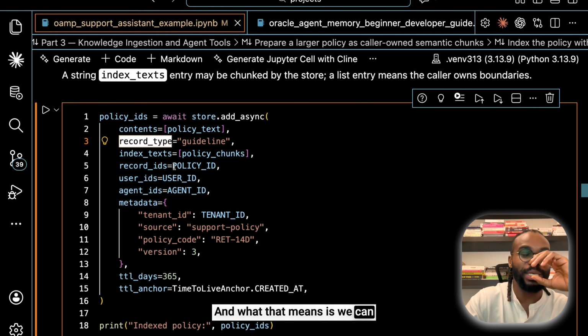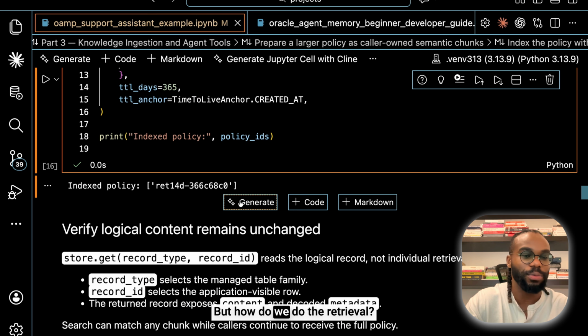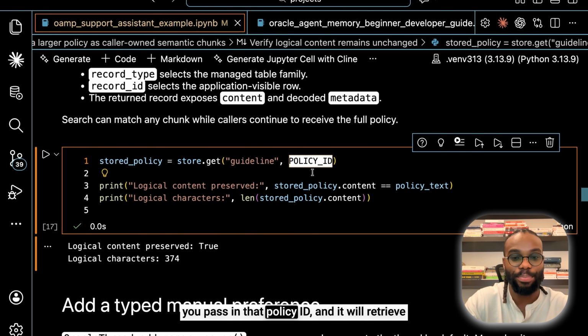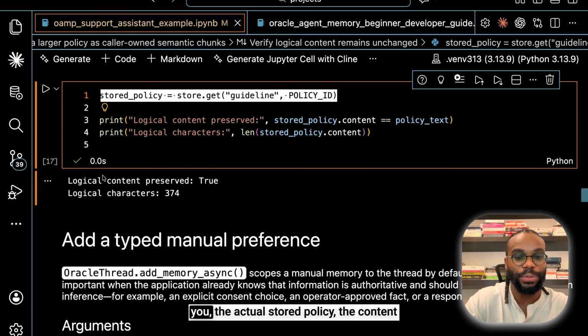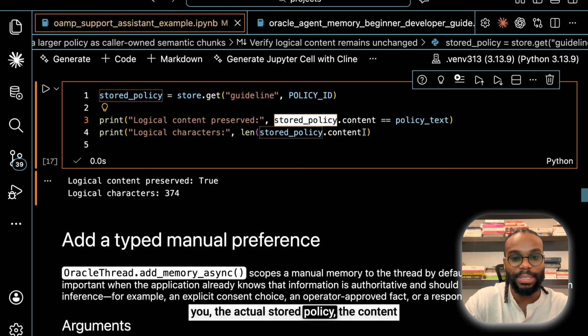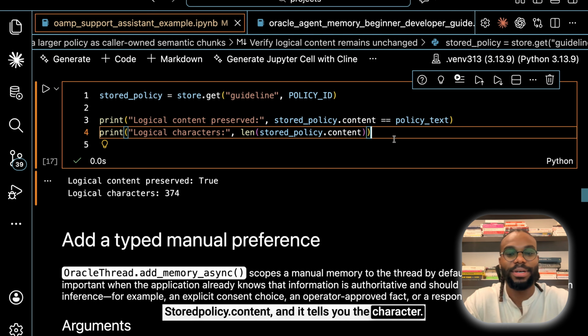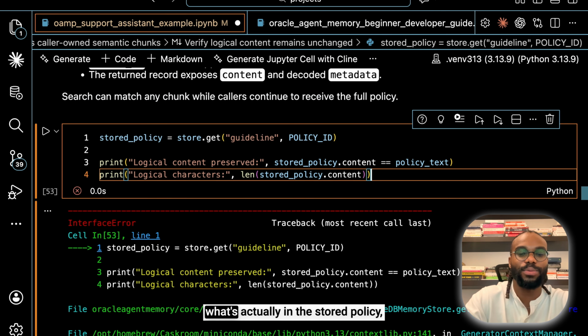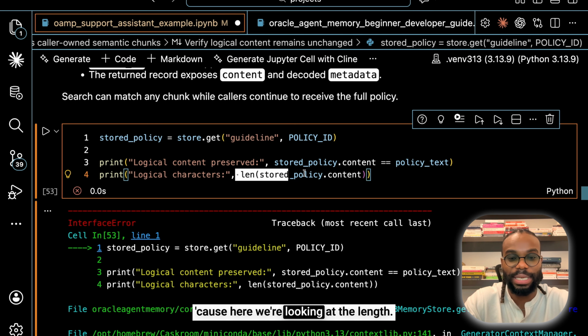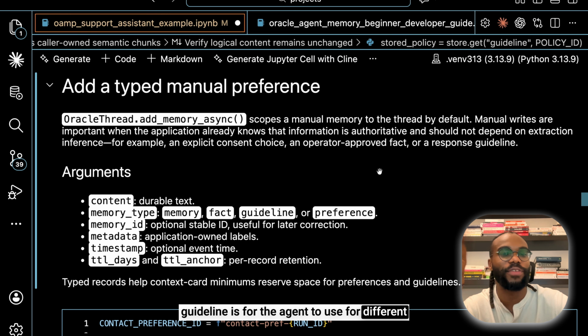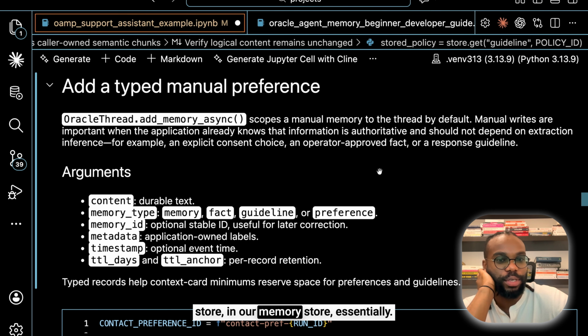And what that means is we can actually go into our store and retrieve this specific record type. But how do we do the retrieval? You can just say store.get guideline, and you pass in that policy ID, and it will retrieve the actual stored policy, the content of it, the stored policy.content. And it tells you the character length. So we're just going to look at the output. When you run this, you can see what's actually in the stored policy. We have this guideline, and this guideline is for the agent to use for different policies, and we've stored it in our memory store, essentially.